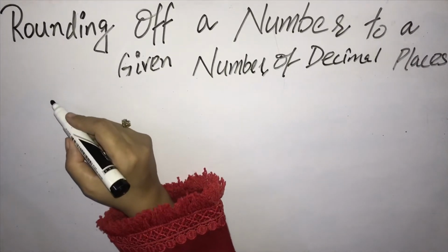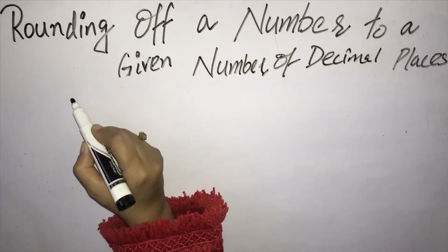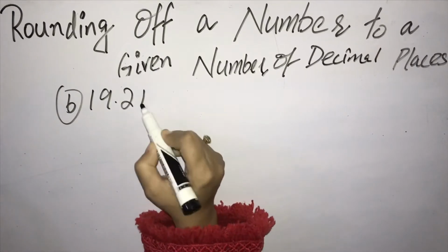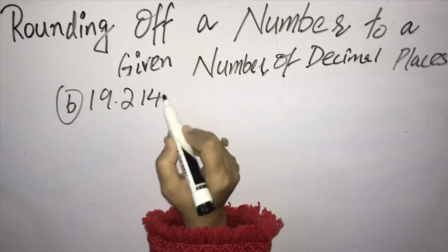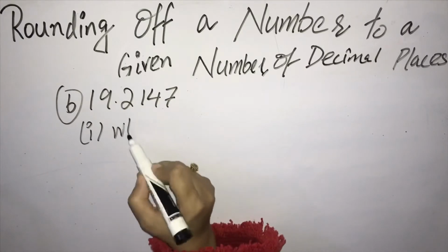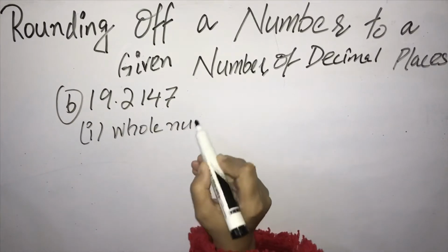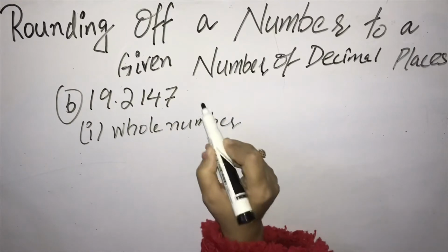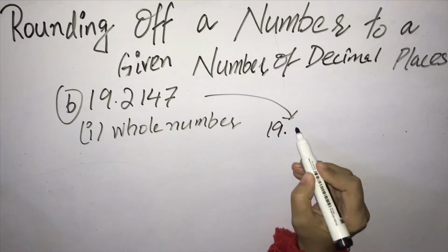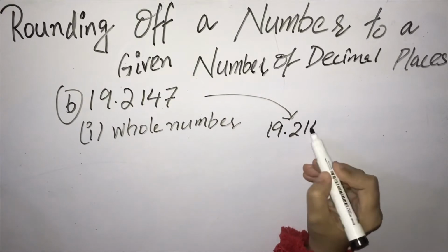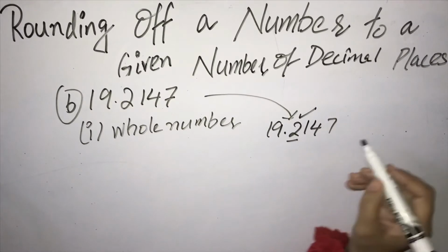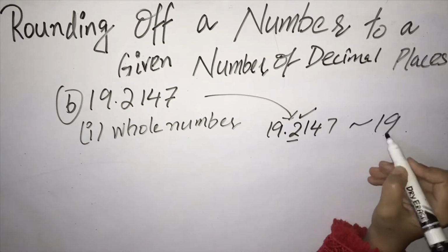Few more examples. I have 19.2147. I have to first of all convert it into a whole number. So when I convert it into the whole number, I shall observe the first number after the decimal. You can see it is less than 5. So I shall drop it and my answer will be only 19.